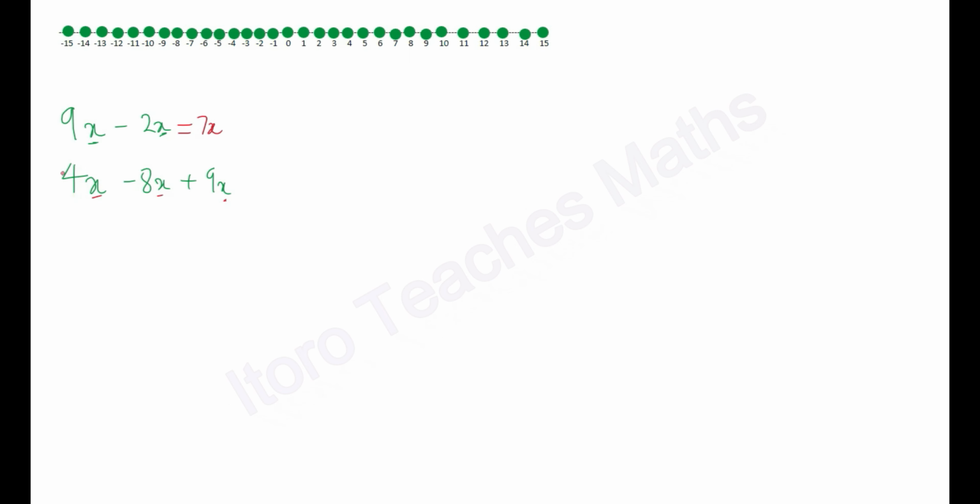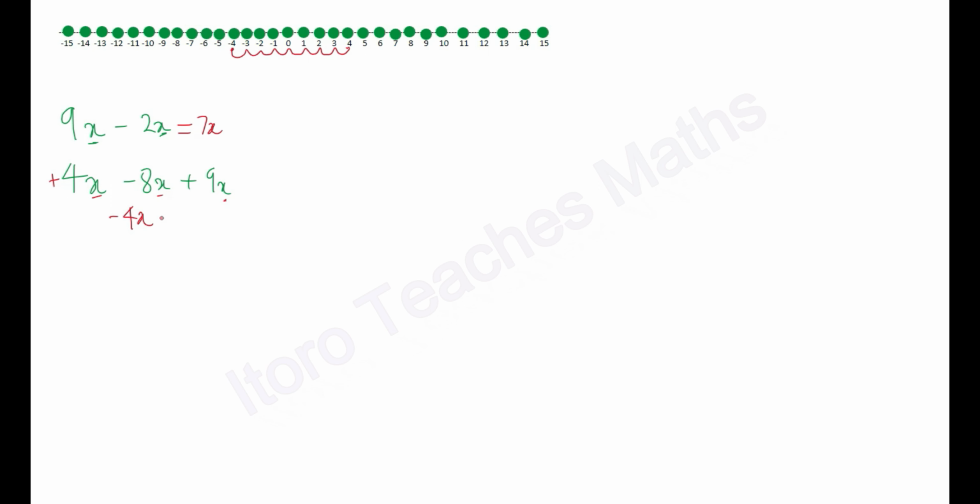So let's find where 4 is on the number line. Remember, because there isn't any sign in front of the 4, this is basically a plus 4. So this is where 4 is on this number line. And now we want to take away 8x. So now we're going to take 8 jumps. We're going to take away 1, 2, 3, 4, 5, 6, 7, 8. So we end up at minus 4. So this bit is minus 4x, and then we're going to add on 9.